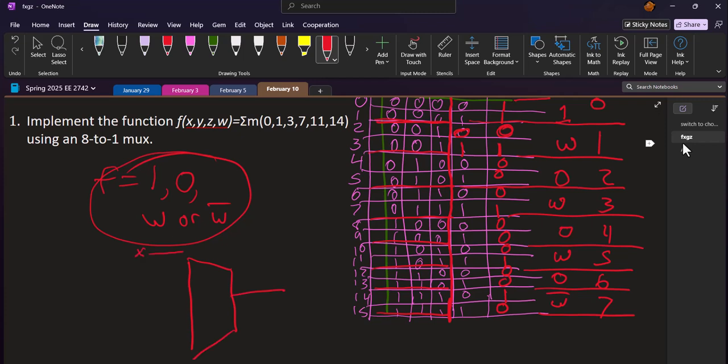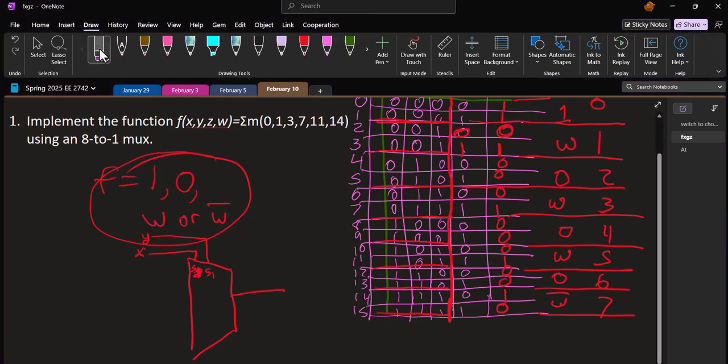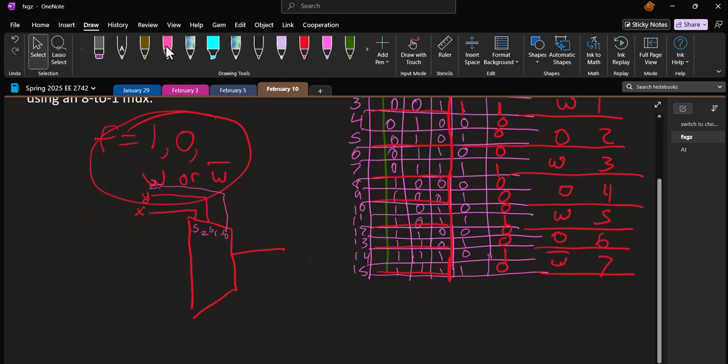And so then the way you would set up your multiplexer is you would have X going to S2, Y going to S1, and Z going to S0. And then my inputs 0, 1, 2, 3, 4, 5, 6, 7.